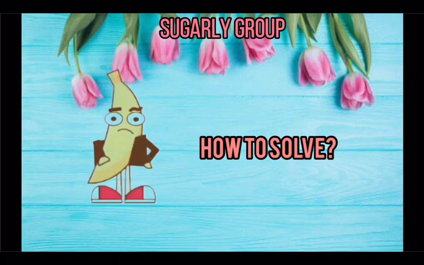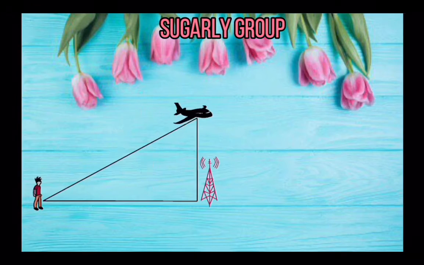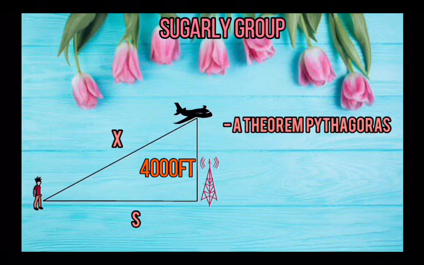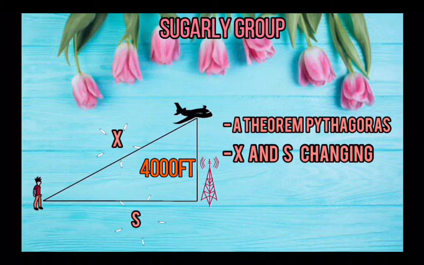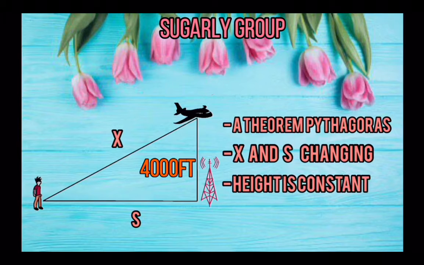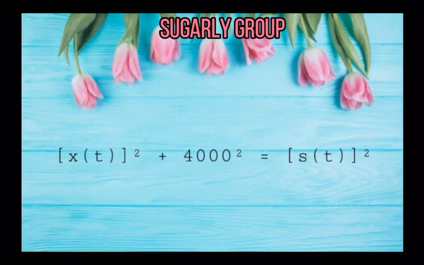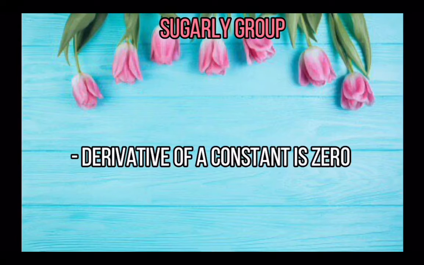This is how to solve the solution. If you look at the diagram given, it is a right angle, so we use the Pythagorean theorem. But x and s are changing as the plane moves to the right. From here, we know the height is constant. This is the equation based on the diagram. We know for a fact the derivative of a constant is 0.